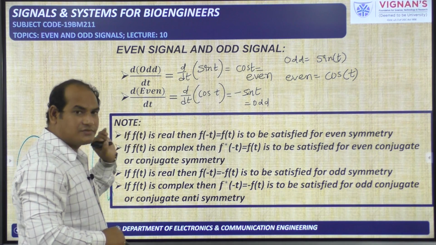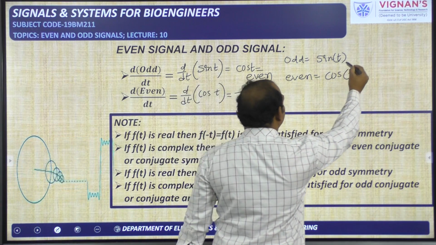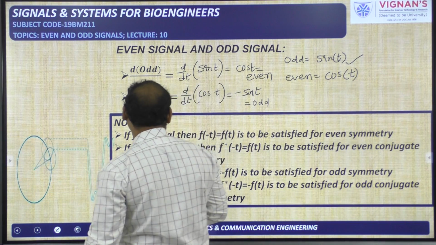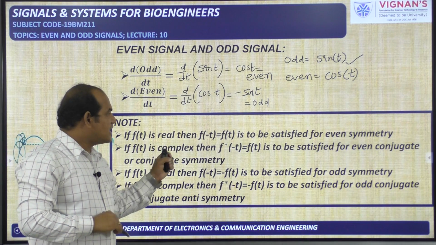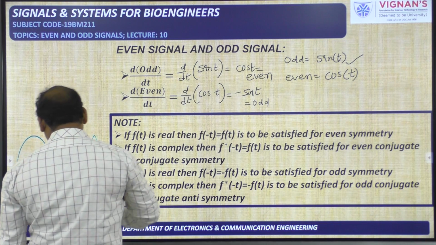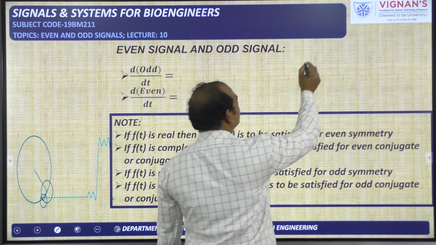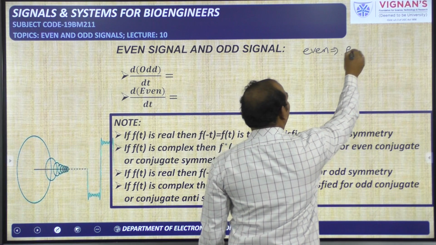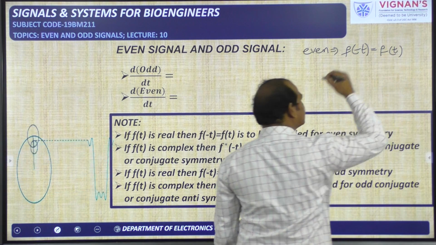In order to remember this, for an odd signal take the example of the sine signal, and for an even signal take the cos signal. Okay, then see this note. If f of t is real, then f of minus t equal to f of t must be satisfied for even symmetry. This we have already taken. To tell that a signal is even, what condition have we checked till now? f of minus t is equal to f of t. This is the even signal condition.